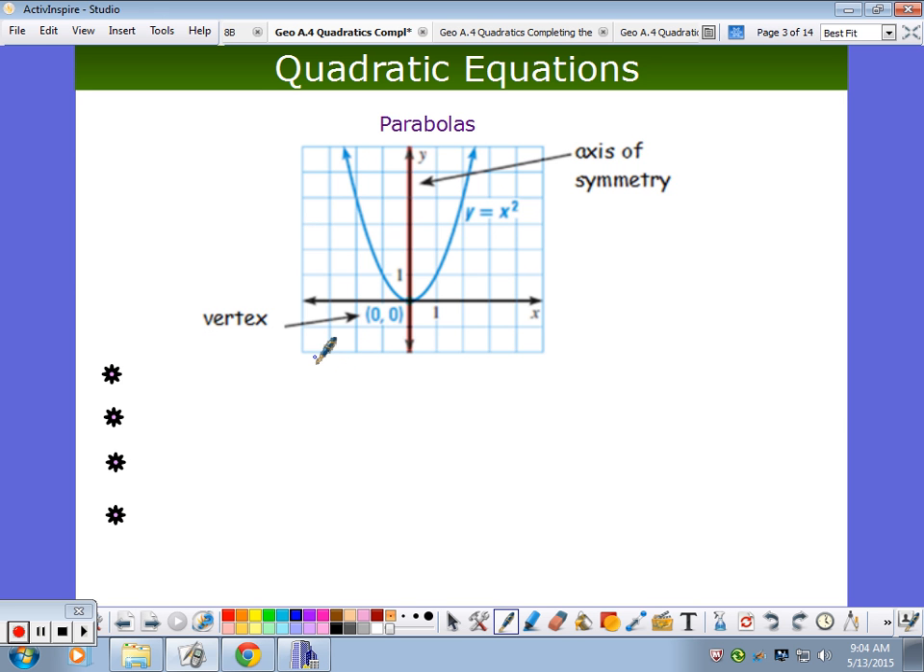Alrighty. So let's review. This was some of the questions that came up during the warm-up, and we did a lot of this review already, so we should remember it. So here is a parabola, the vertex, the axis of symmetry.